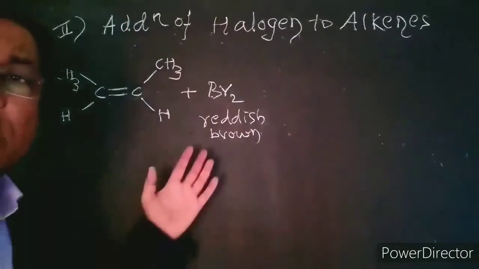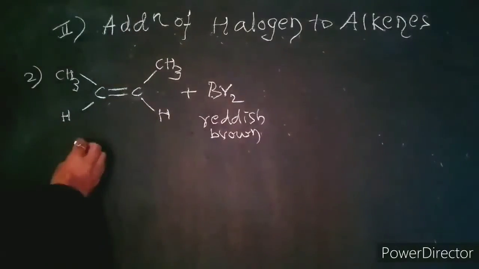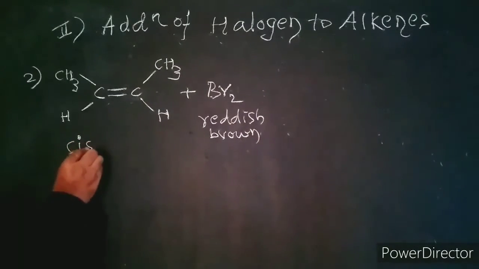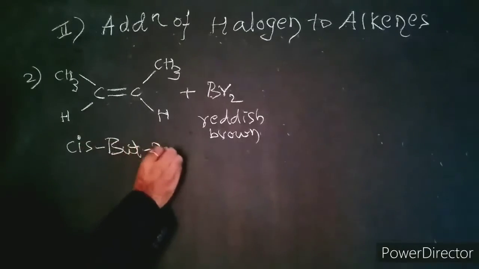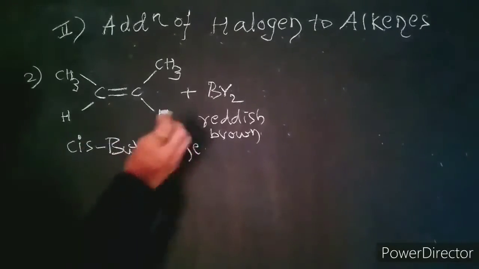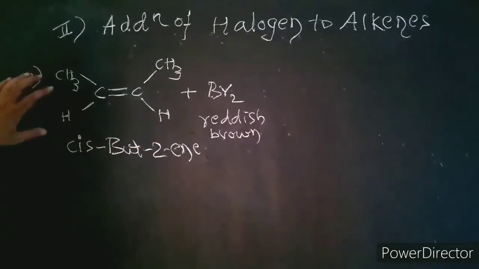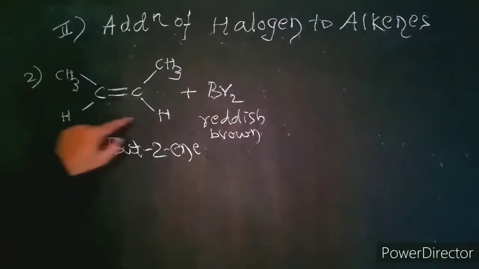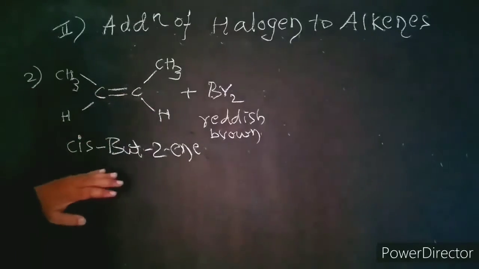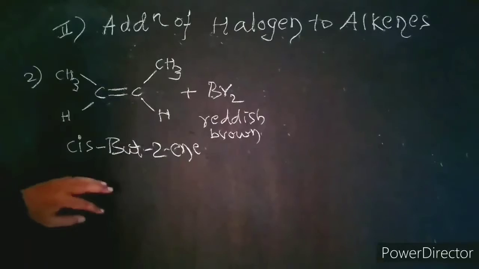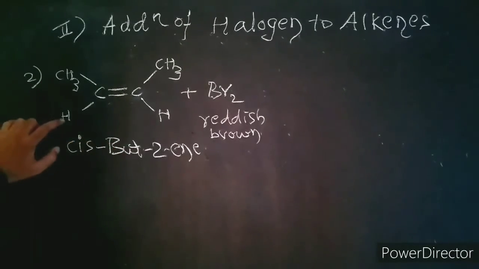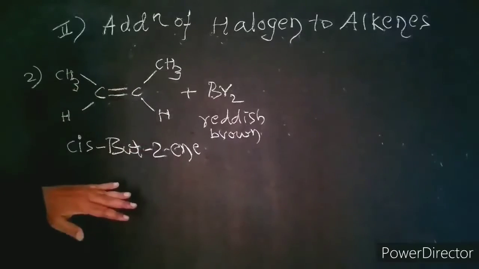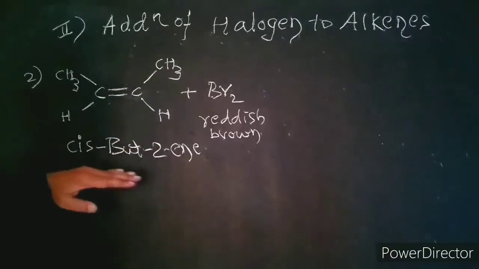Now let us consider one more example. This is called cis-but-2-ene. Why do we call it cis-but-2-ene? When similar groups are present at one side, it is called cis. Therefore, this butene is called cis-butene. You can see here the H are present at the same side. Therefore, it is called cis-but-2-ene.